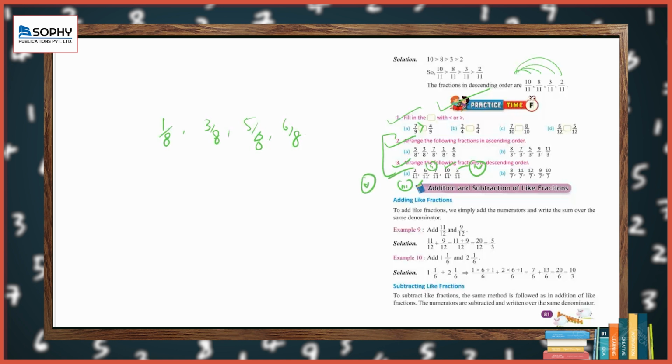Now let's look at the concept of addition and subtraction of like fractions. Let's start with adding like fractions. To add like fractions, we simply add the numerators and write the sum over the same denominator.